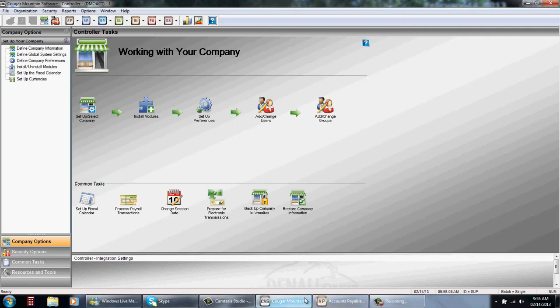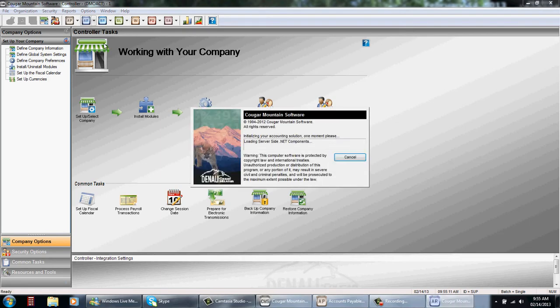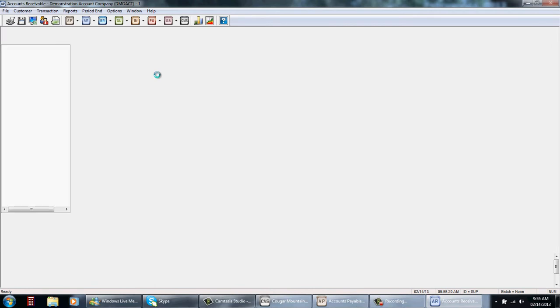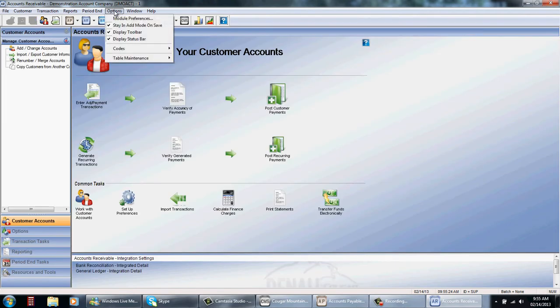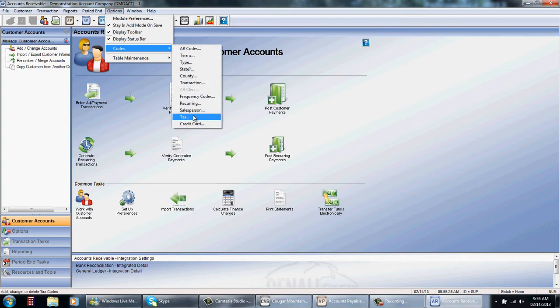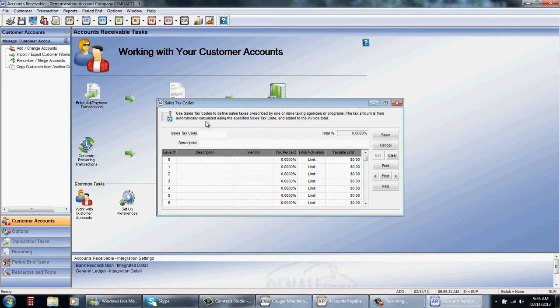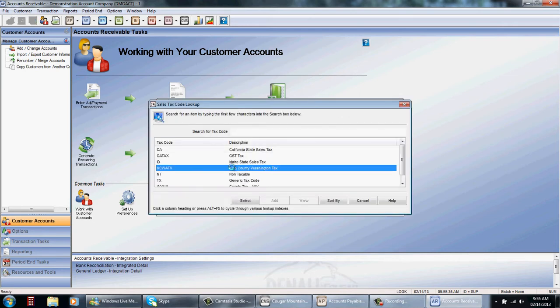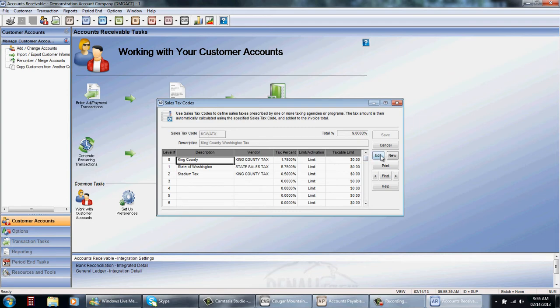When setting up your options, go down and find your accounts receivable. Select Options, Codes, Tax Code. When setting up a tax code or editing a tax code, you can bring it up and select the word Edit, or if it's brand new, you would select New, put in the code, and then put in the description. Now, codes are 6 characters. In this particular case, the KC means King County, the WA means Washington, and the TX means tax. So it matches the description down here, King County, Washington tax.